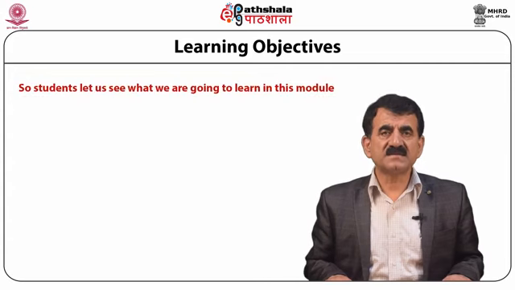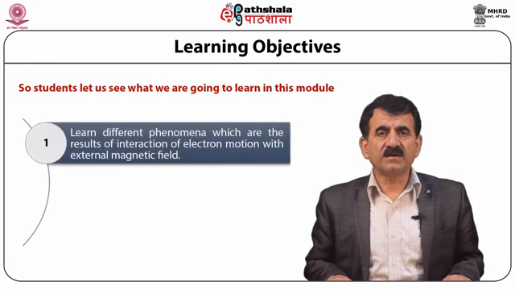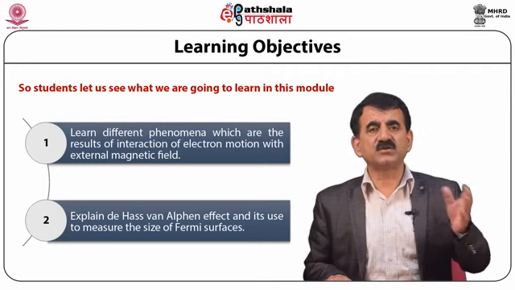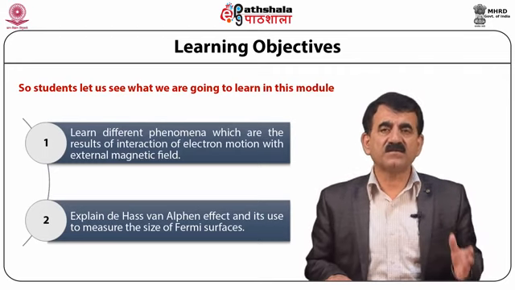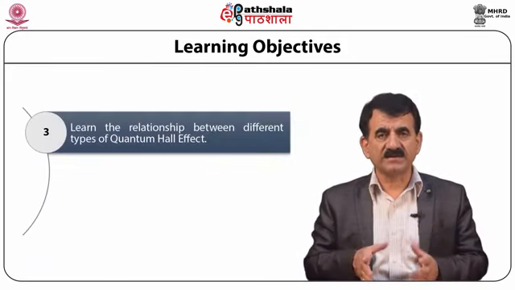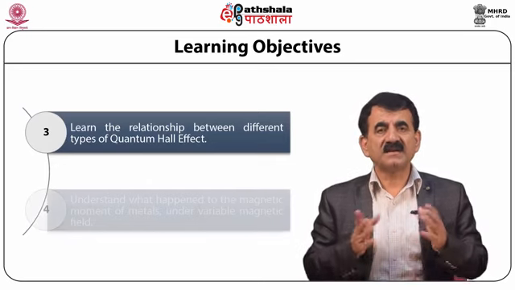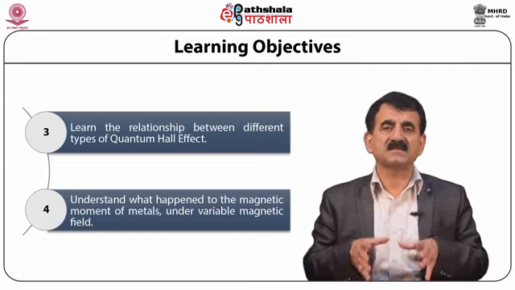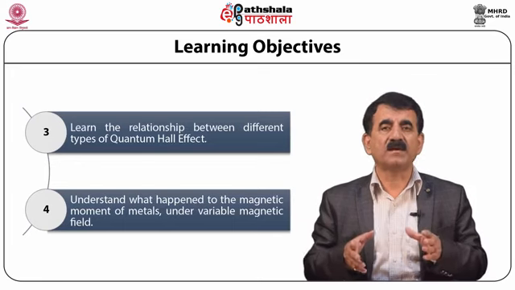So students, let us see what we are going to learn in this module. Learn different phenomena which result from the interaction of electron motion with an external magnetic field. Explain the de Haas-van Alphen effect and its use to measure the size of the Fermi surfaces. Learn the relationship between different types of quantum Hall effect. Understand what happens to the magnetic moment of a metal, or magnetic susceptibility, under a variable magnetic field.